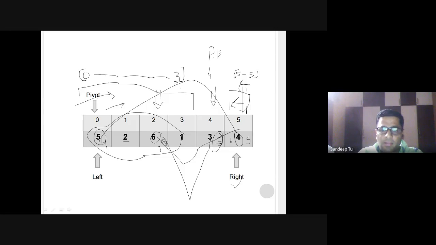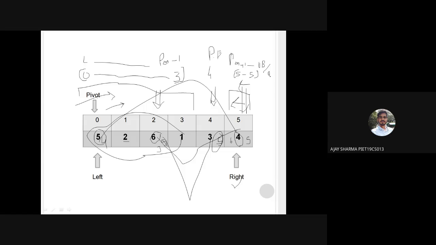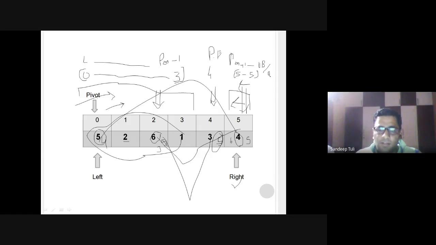And now we can divide the array into two parts. One is from left to position minus 1, where position is another variable which is pointing to the index of that particular pivot element. The next one is position plus 1 to the upper bound, or right, you can say in this case. Definitely, position is the position of the pivot element.